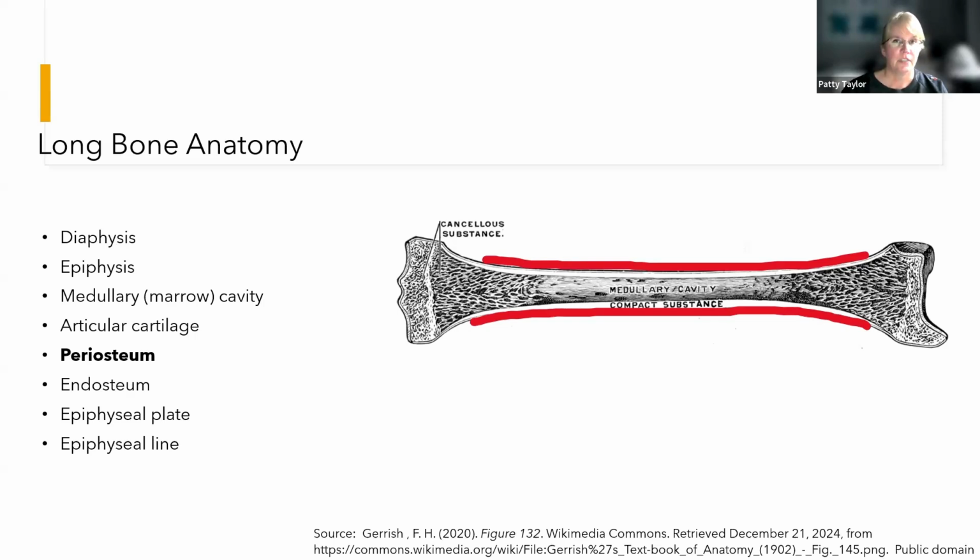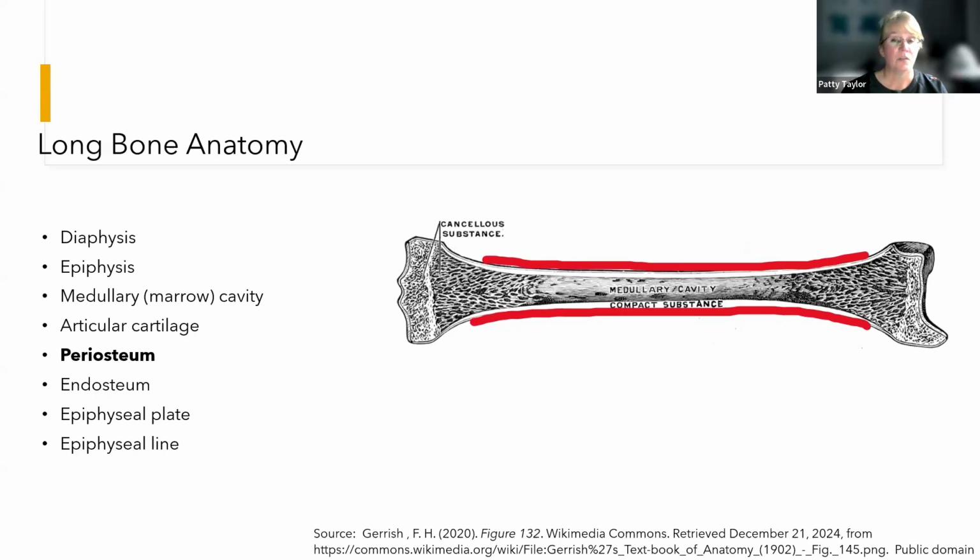And if you've ever walked in a parking lot on a hot summer day and had the misfortune of stepping on recently spit out chewing gum, you know how you pull your foot up from the ground and you see all these strings of chewing gum come with your shoe? That's kind of how these Sharpey's fibers anchor into the underlying bone tissue.